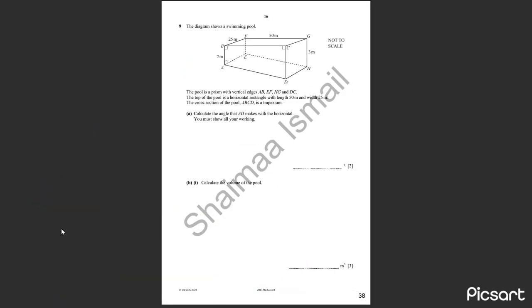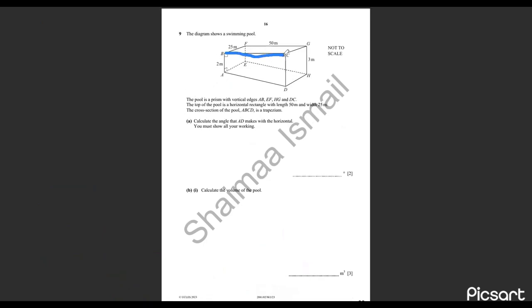See the next one here. Here we have a pool in a prism shape with vertices A, B, E, F, H, G, and D, C. The top of the pool is a horizontal rectangle. So we have a horizontal rectangle here at the top. If this is a rectangle, so this is 25 and this is also 25. This is also 25. We say a rectangle, and this 50, and also this will be 50.